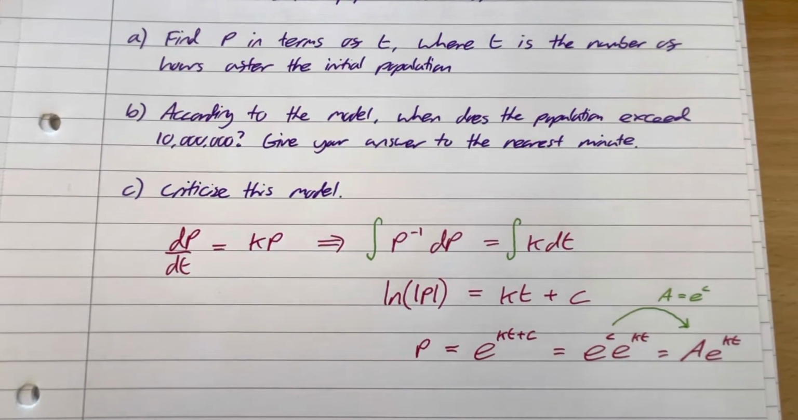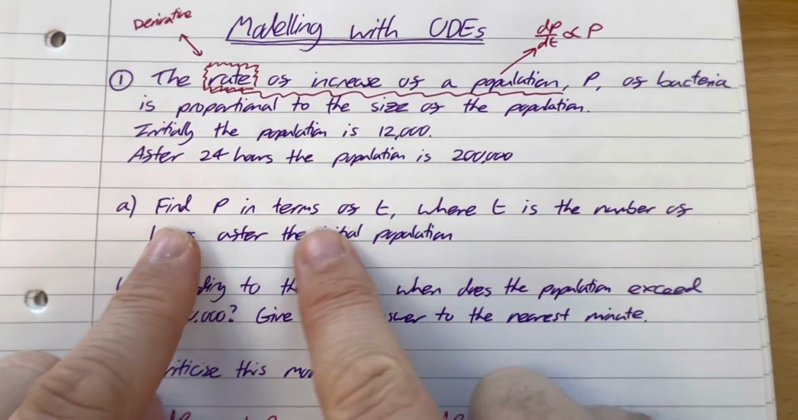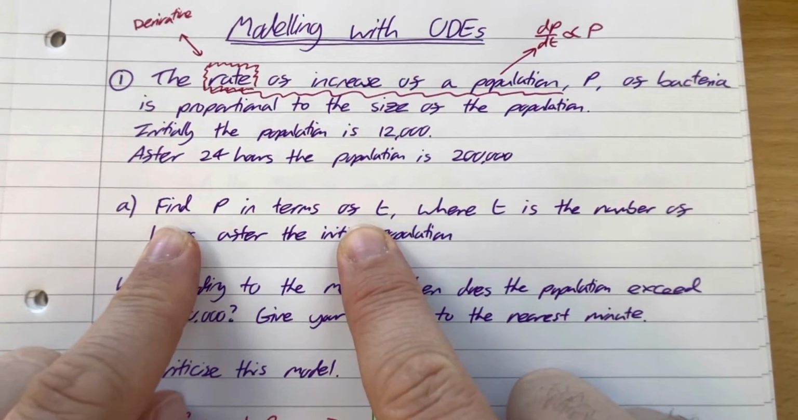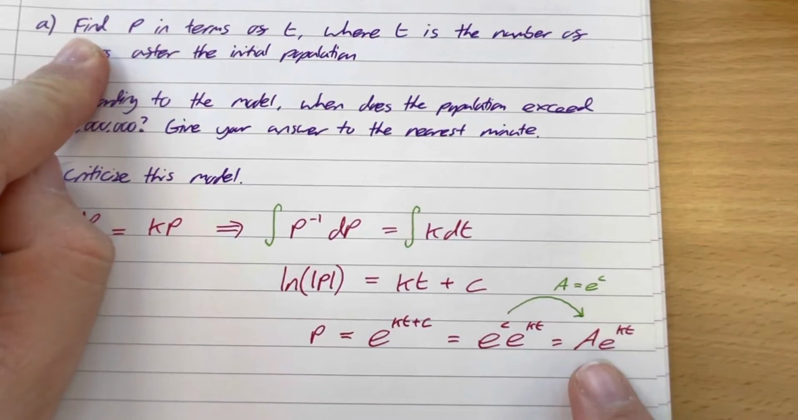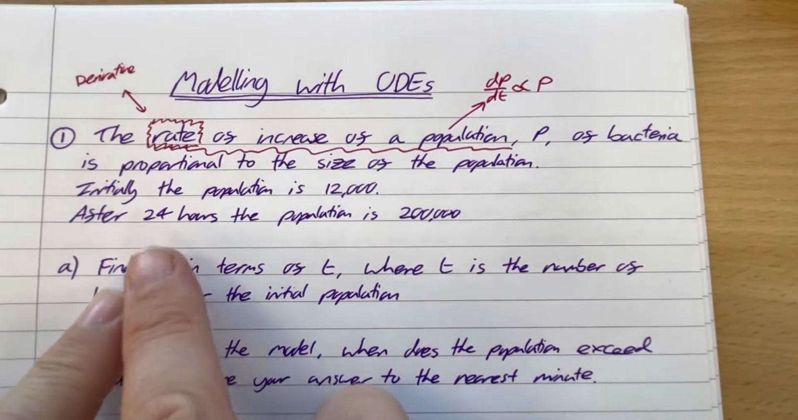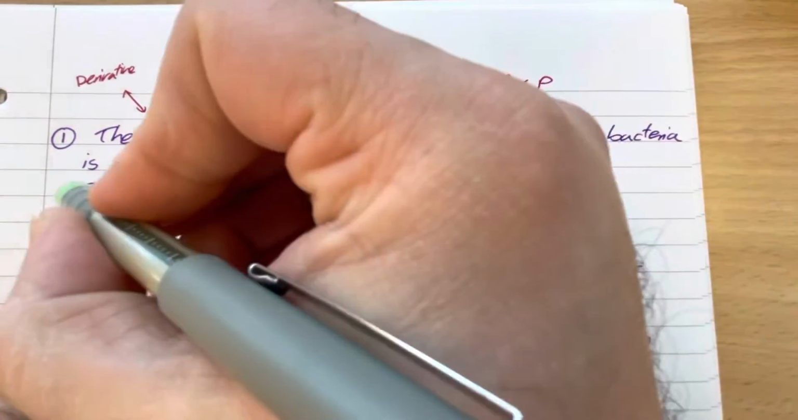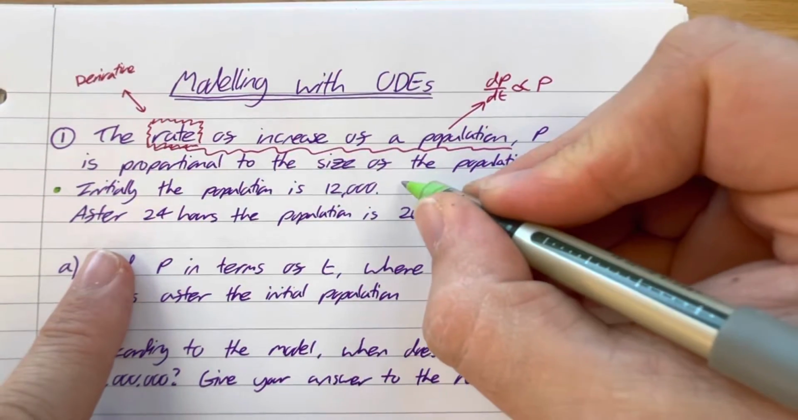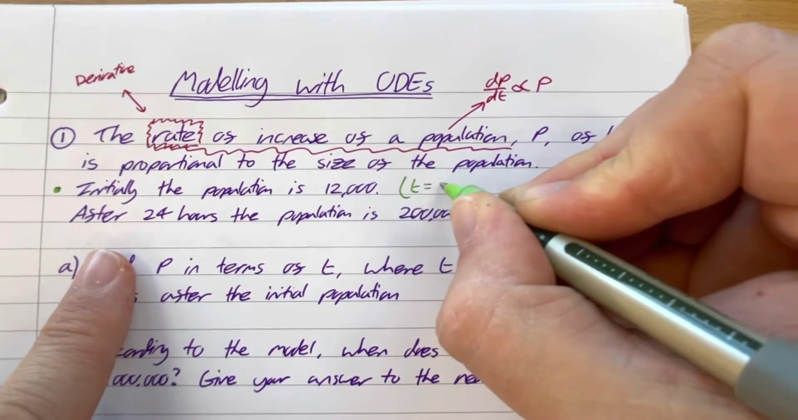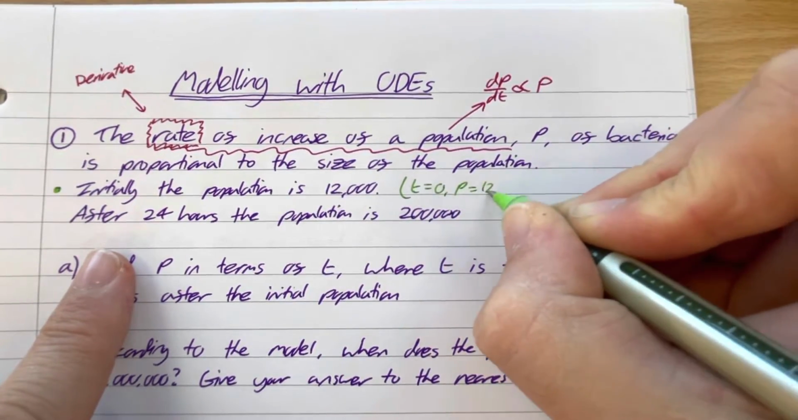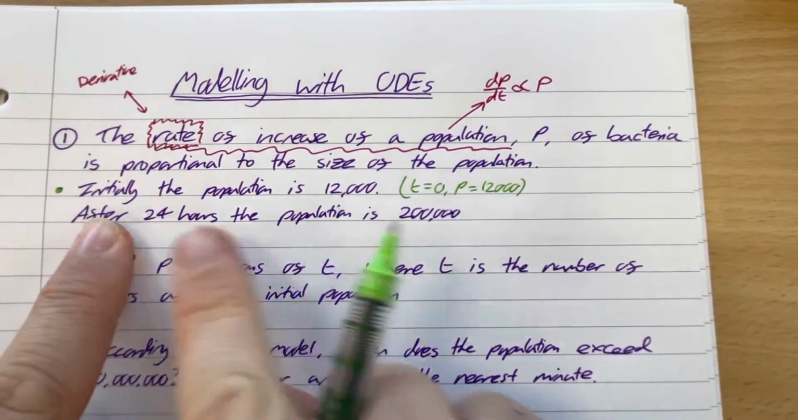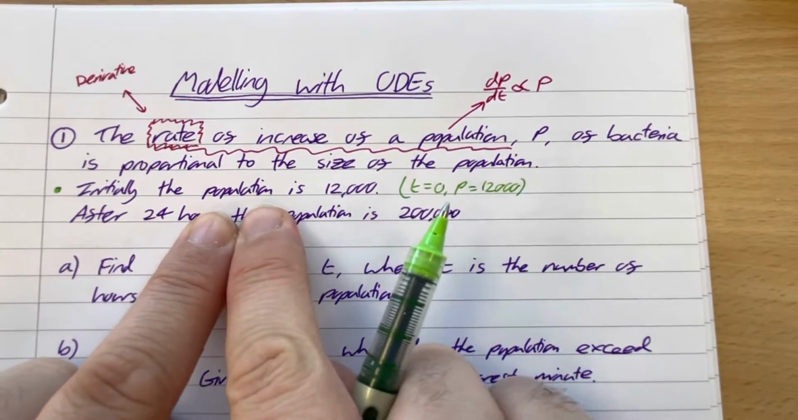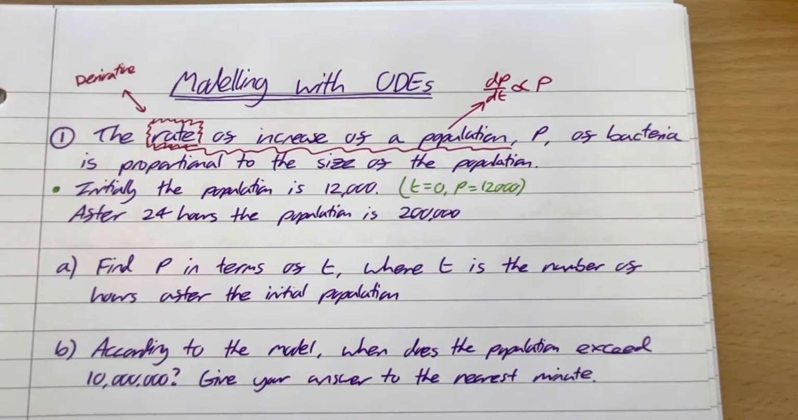So, let's go back to the question. We're asked to find P in terms of T. We've still got 2 constants kicking around, so let's find values of those. And we're going to do that by considering, first of all, this piece of information. Initially, the population is at 12,000. That means mathematically, T is 0, P is 12,000. Okay, the word initially means T is 0, and we're told the population is 12,000, and P is a population.